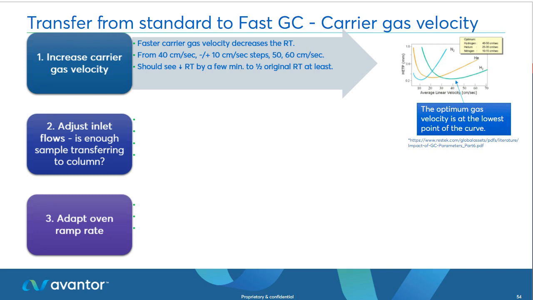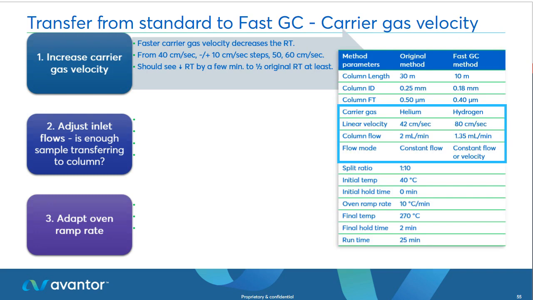So then when we've transferred to this fast GC method, in this case, we have moved from helium to hydrogen. You may not be able to do that at the moment, just because you may have a gas setup and that's the gas that you're going to use. But ideally, we want you to use hydrogen. Helium is much more difficult to optimize because it's more viscous, and you can't go up to these higher linear velocities. So in this fast GC method, we're at 80 centimeters per second.